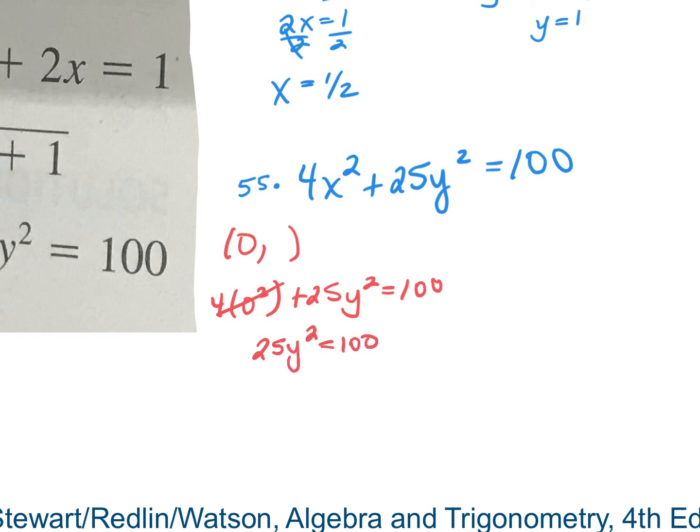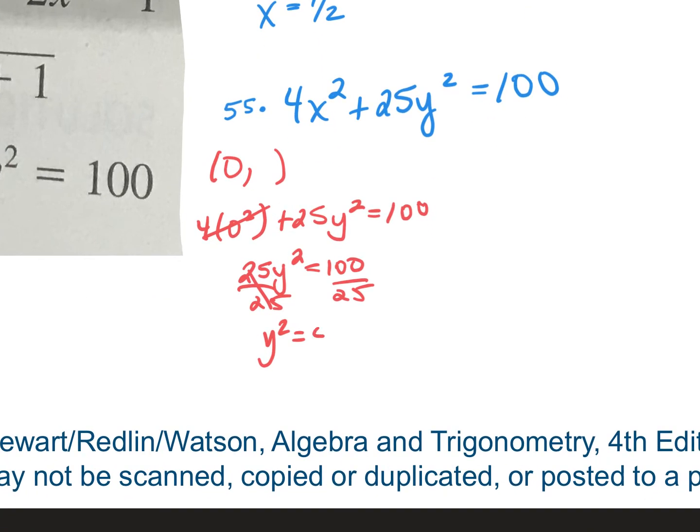Now what? Divide by 25. Divide both sides by 25. So y squared equals 4. Don't get tricked here. Now what?